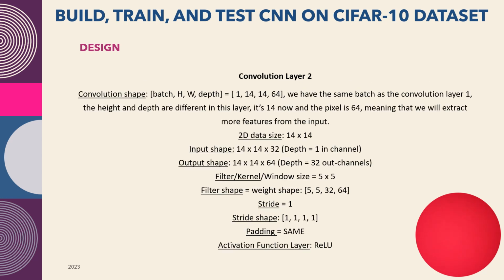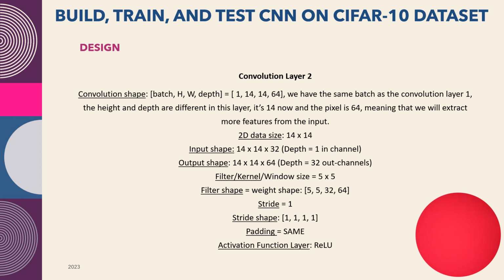The convolution layer 2 is going to be designed as follows. The convolution shape will be 1 for the patch, 14 and 14 for the height and width, and then 64 for the depth. We have the same batch as the convolution layer 1. The height and depth are different in this layer. It's 14 now and the depth is 64, meaning that we will extract more features from the input.